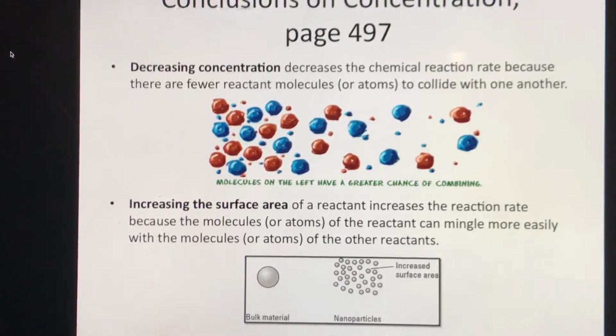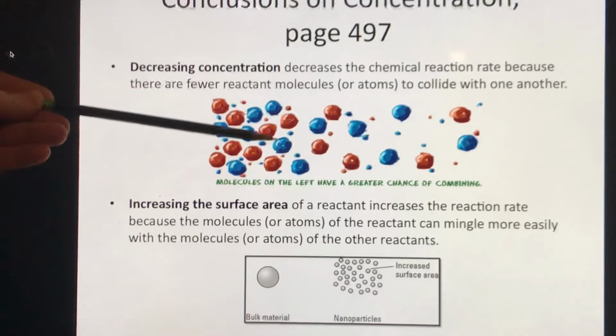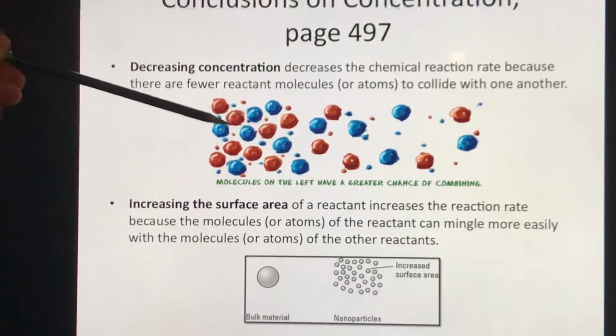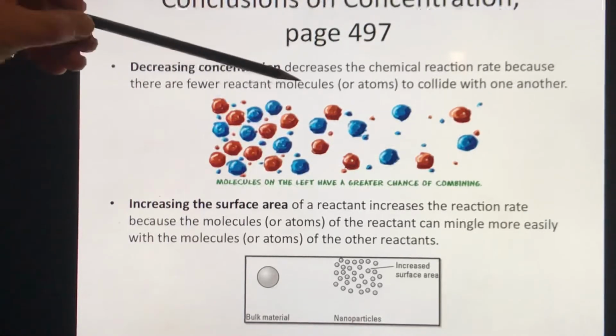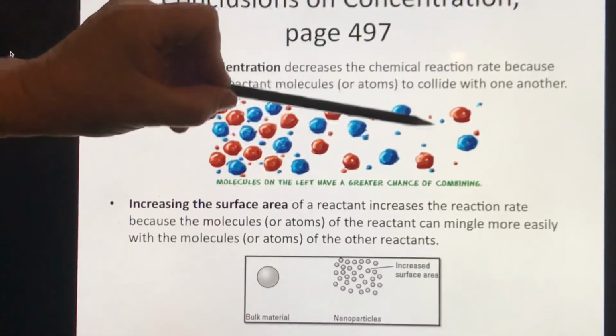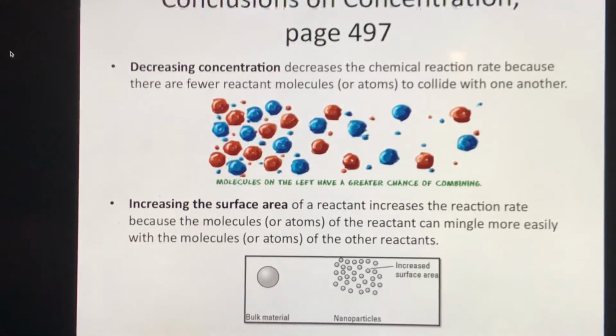Then we have conclusions on concentration here. Decreasing concentration decreases the chemical reaction rate because there are fewer reactant molecules or atoms to collide with one another. So in a concentrated solution, which would be on this left end, you can see the atoms or molecules have close proximity to each other, versus a less concentrated area, they're farther apart, so they'd be less likely to react.